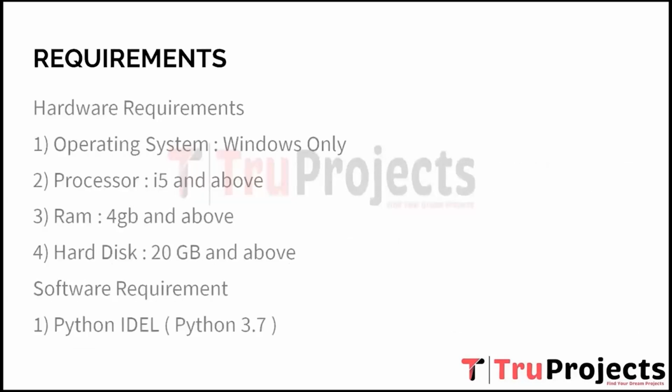So now coming to the requirements part, we have two types of requirements, that are hardware requirements and software requirements. In hardware requirement, operating system as Windows is required, processor i5 and above, minimum 4 GB of RAM is required, hard disk 20 GB and above. Coming to the software requirement part, Python IDE and the 3.7 version is required.